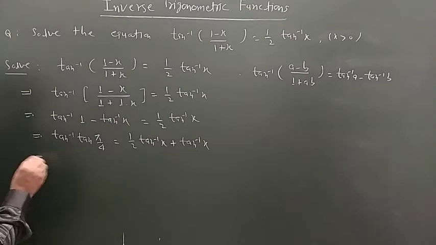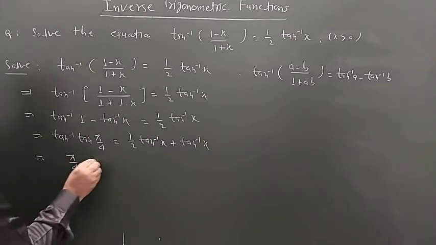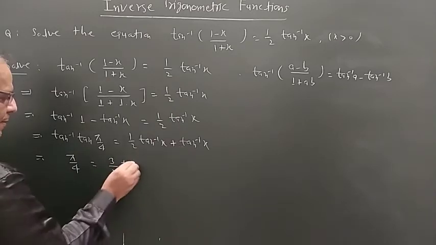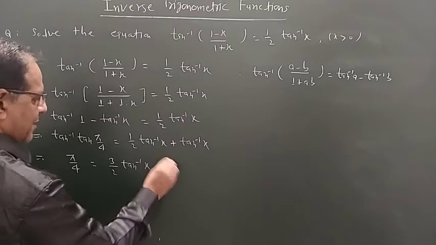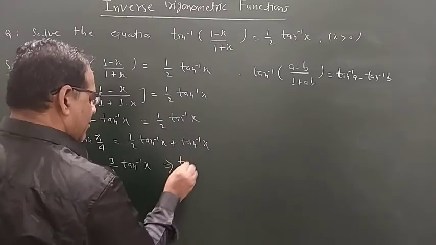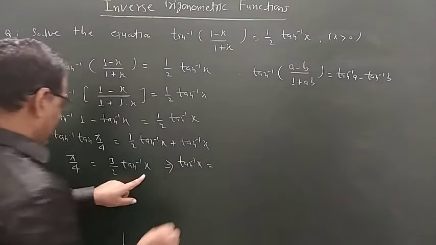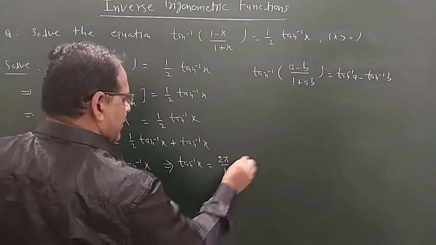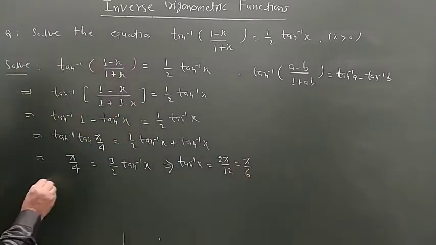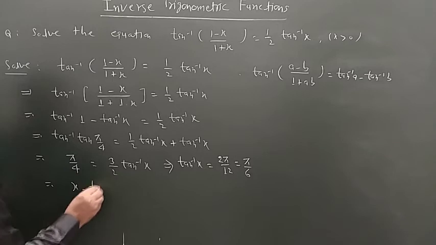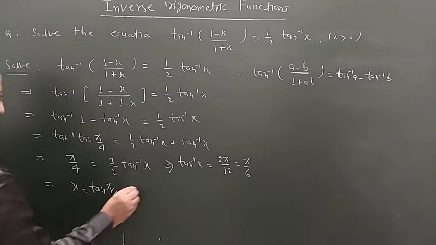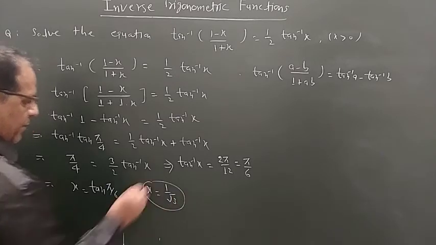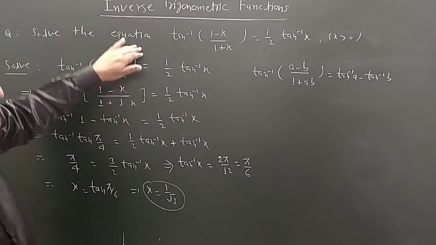So now pi upon 4 equal to 3 by 2 tan inverse x. This implies that tan inverse x equal to 2 pi upon 12, that means pi upon 6. So x equal to tan pi by 6. This implies that x equal to 1 upon root 3. So this is the solution of this trigonometric equation.